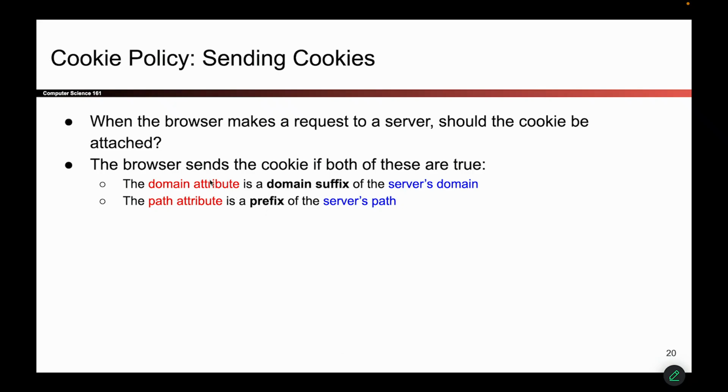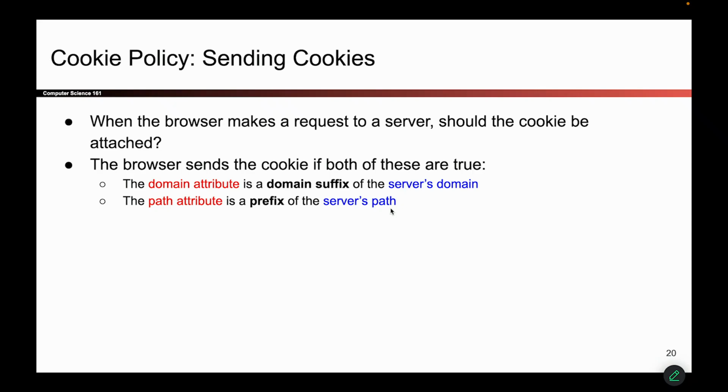And again, we compare two values. One of the values are the attributes in the cookie itself. Remember how the cookie had all those different parts? It had name, it had value. Domain and path are two of the things in the cookie itself that you can check. And you compare them against the server you're trying to talk to.